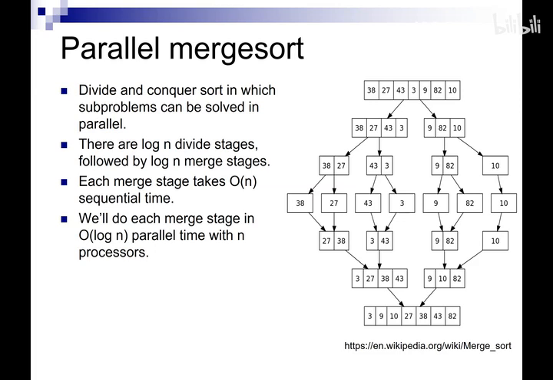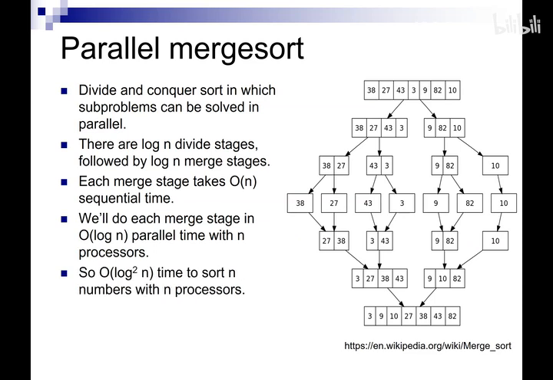So the main thing that we're going to do in order to implement parallel merge sort is show how to do the merging stage. We'll do each of these merging stages in order log n time when you have n parallel processors. So you have n numbers over here in total, and we want to merge all of these sublists, and we'll see how to do this in log n time if you have n processors.